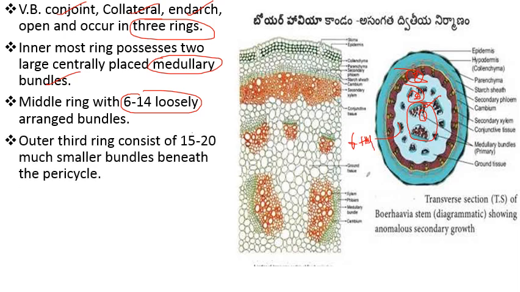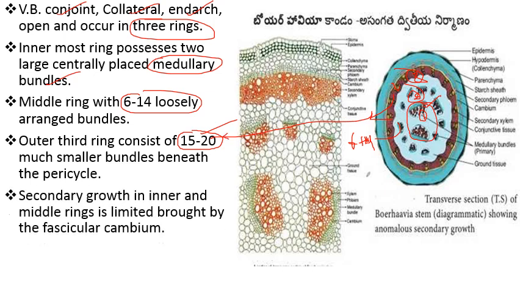Outer third ring consists of 15 to 20 much smaller vascular bundles beneath the pericycle. So pericycle के नीचे vascular bundles होते हैं which forms the outer ring, और इसमें होते हैं 15 to 20 vascular bundles which lie beneath the pericycle. Then secondary growth in inner and middle rings is limited. जो inner और middle ring है वहाँ पे limited secondary growth होती है brought by fascicular cambium.